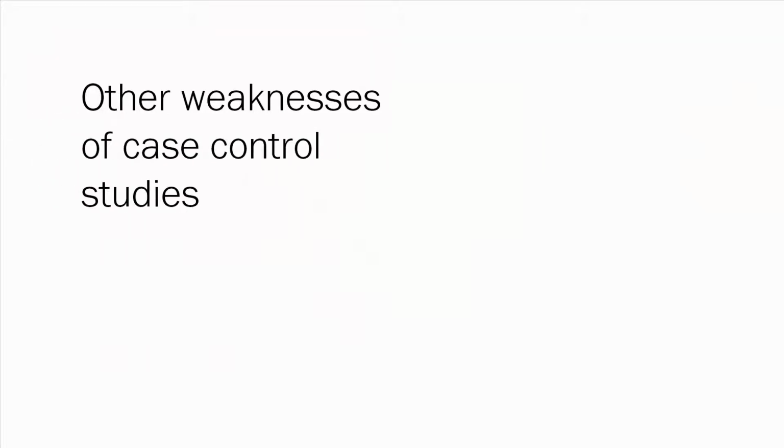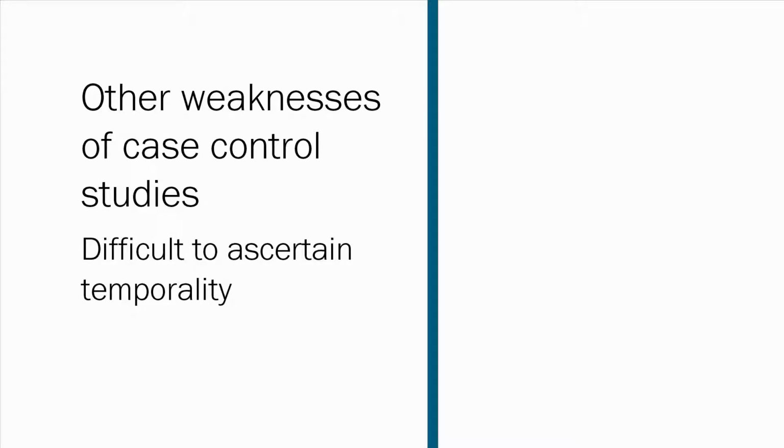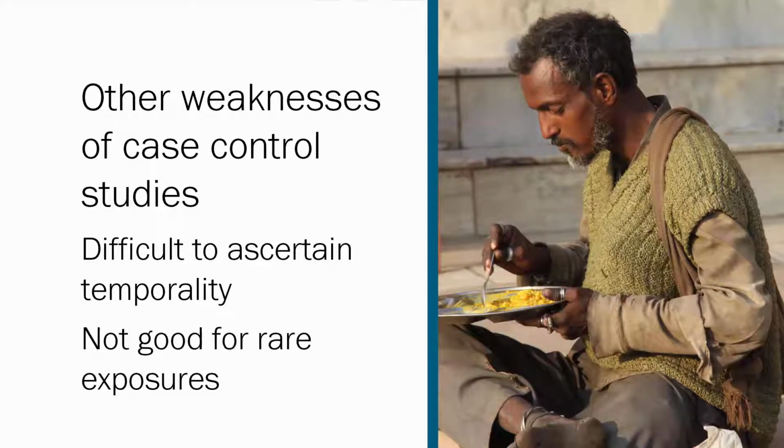Other weaknesses of case control studies are: temporality between exposure and disease can be difficult to ascertain. For example, a person's diet may have changed due to the disease and not that the disease resulted from a diet change. They are not good for studying rare exposures unless the exposure is common among those people with the disease.